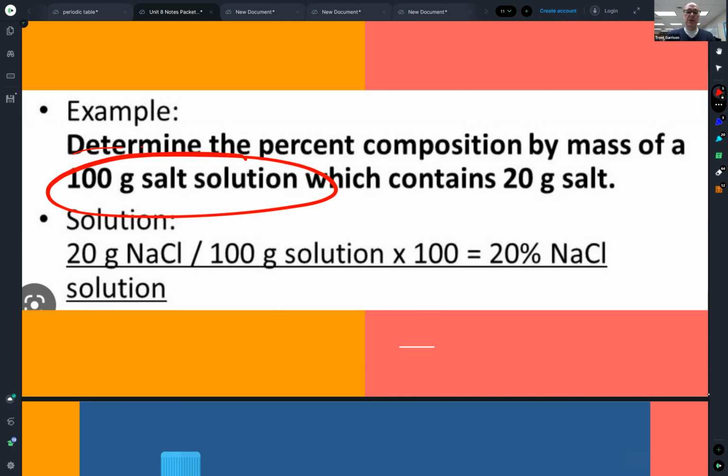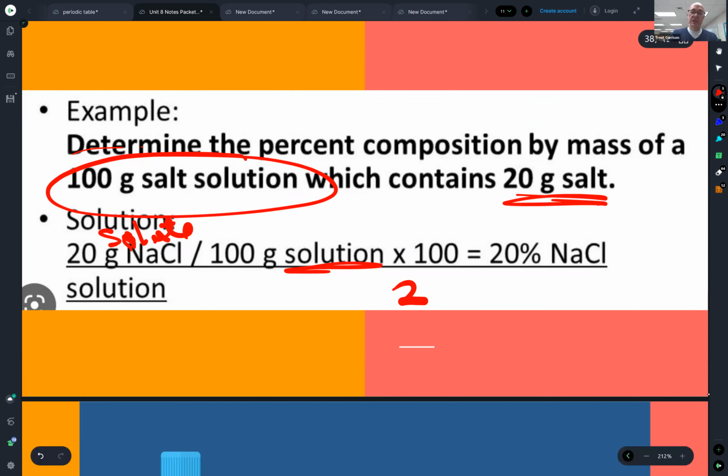And then what we're going to do is understand that 20 of those grams are just the salt. So it ends up, we have 20 on top, the solute, and then we're going to have the total solution right here for the second part of it. Okay, so if we do that math, it ends up just being 20 over 100, which ends up being 20%, or 0.2, and you multiply that by 100 to turn it into a percentage.